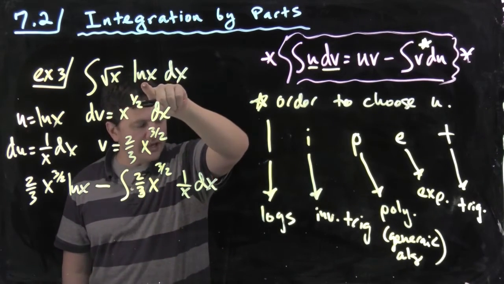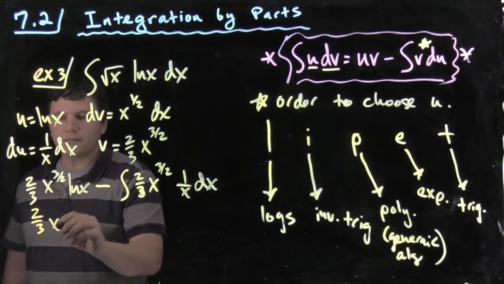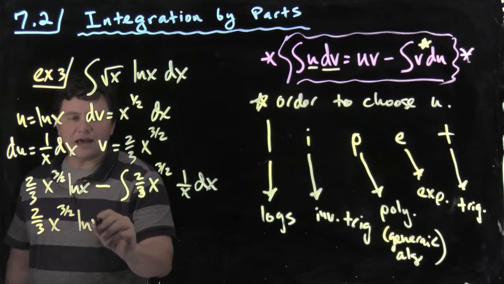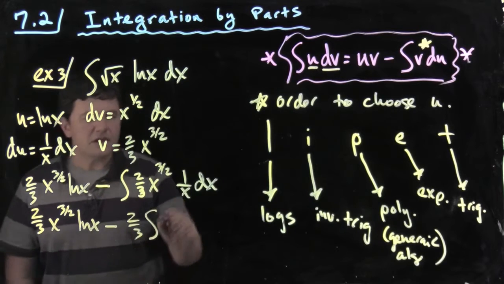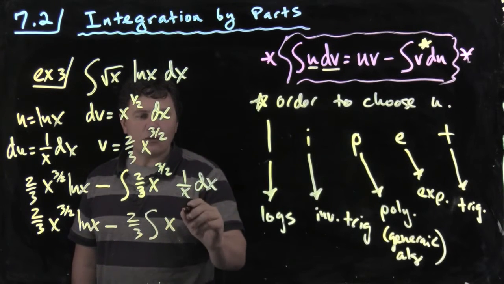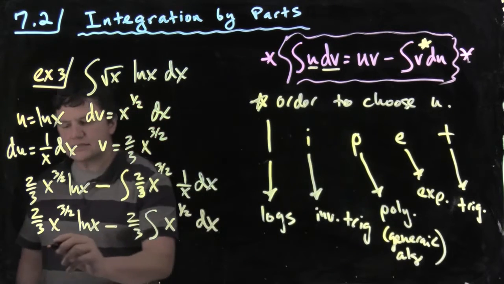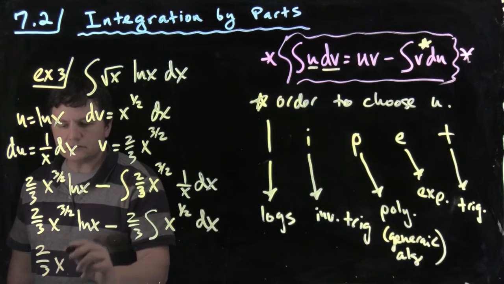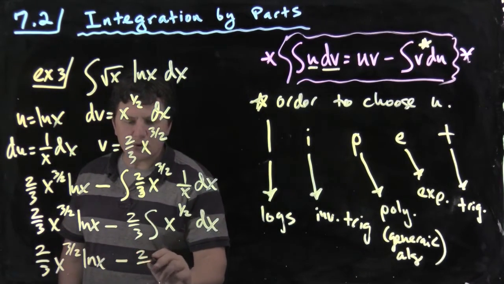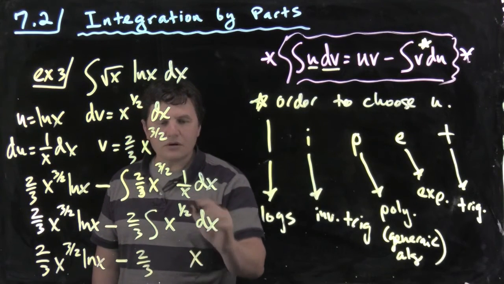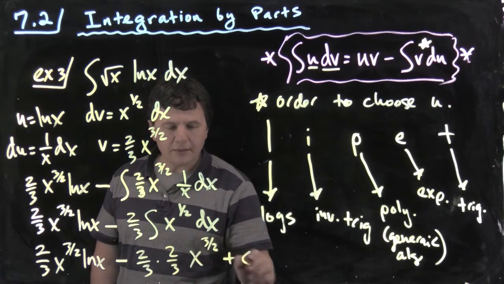You start with an integral that you can't integrate, and then you end up with an integral that you can integrate. So this will be 2/3 x to the 3/2 ln of x minus, and then let's just go ahead and bring that 2/3 out front, and then this will be x to the 1/2 dx. Okay, so now I can integrate this. So this will be 2/3 x to the 3/2 ln of x minus 2/3. Raise that a power, so that will be 3/2. We need a 2/3 in front to cancel, and then plus c.